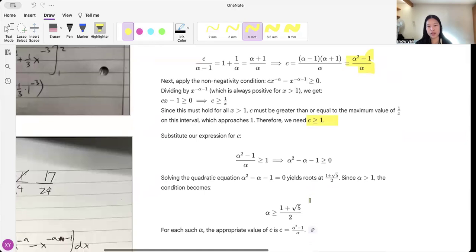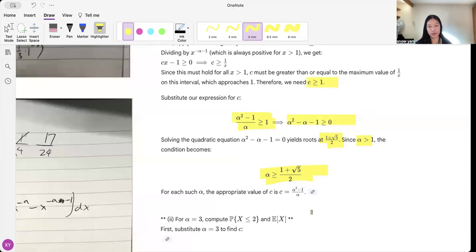But then what they need to do, one more step, is that we need to substitute the value of C back into this equation, right? The alpha is greater than or equal to 1. So then we arrange it and we see that this is basically like the golden ratio, because when we do this, we get two roots, right? Either the plus or the minus square root 5. And since we know that alpha has to be greater than 1, the condition becomes this.